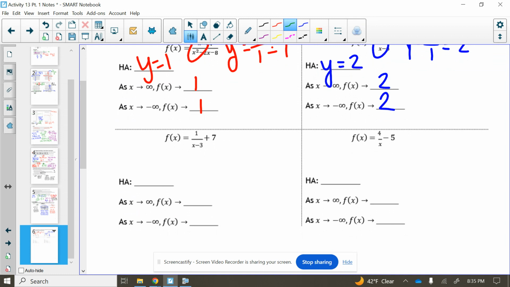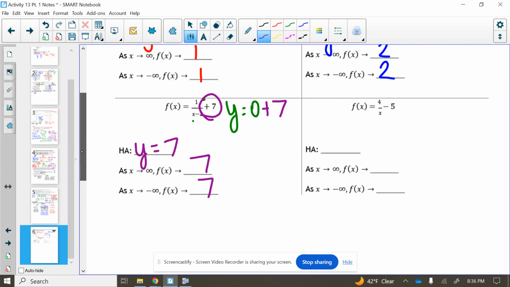On our third example, notice the degree of the numerator is less than the degree of the denominator. So we would have y equals 0 as our horizontal asymptote, but we also have a vertical shift up 7 from that. So really y equals 7 ends up being our horizontal asymptote. So again, 7 is where we would converge to.